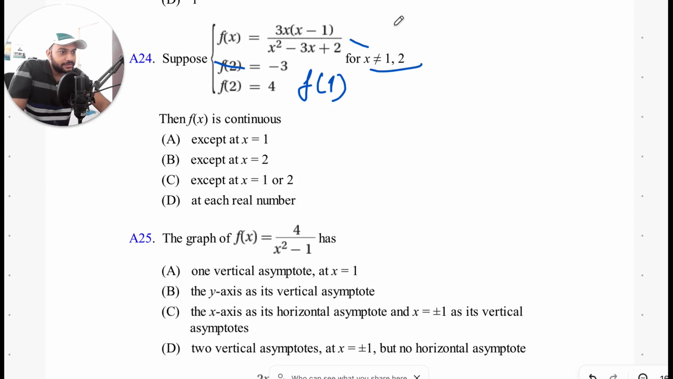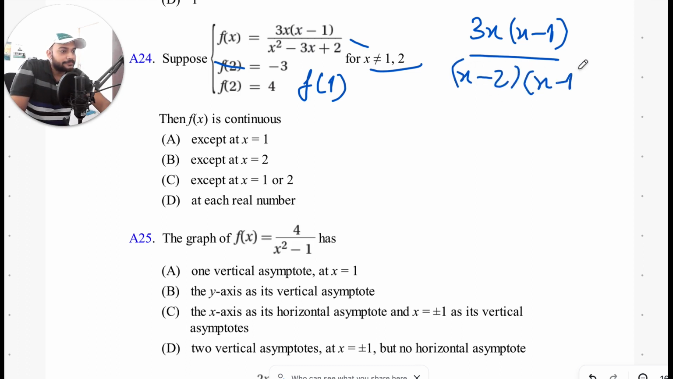So let's simplify this first function. 3x, x minus 1. Bottom is a quadratic, which is going to be -3x, so -2 and -1. 2 and 1, x minus 2, x minus 1. This and this get cancelled. Okay, 3x over x minus 2. This is the function definition for all x except for 1 and 2.